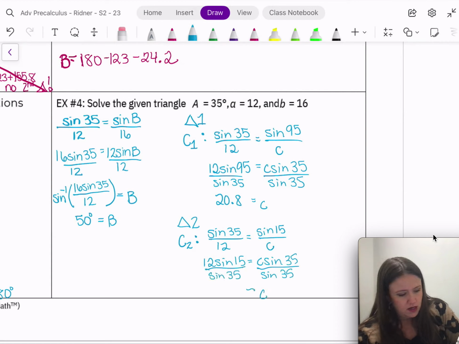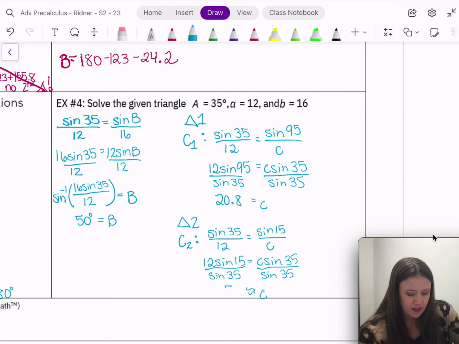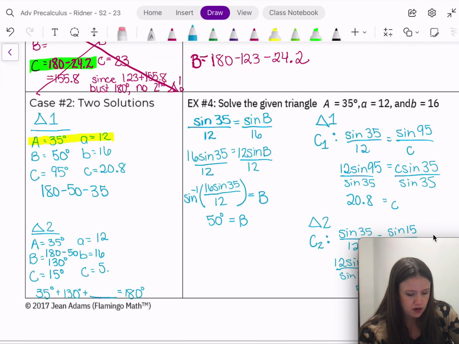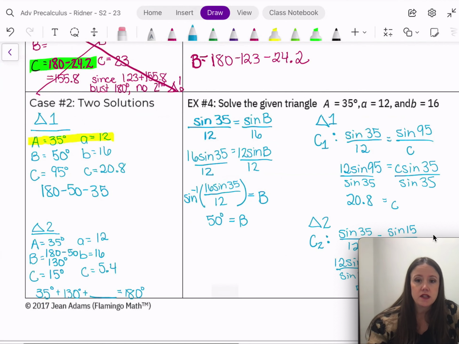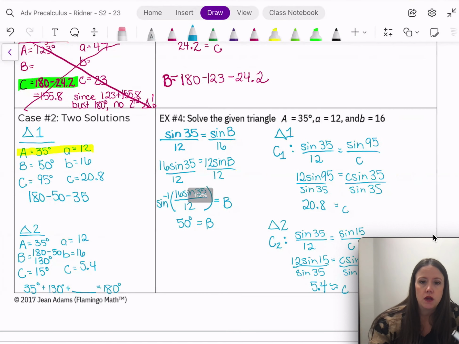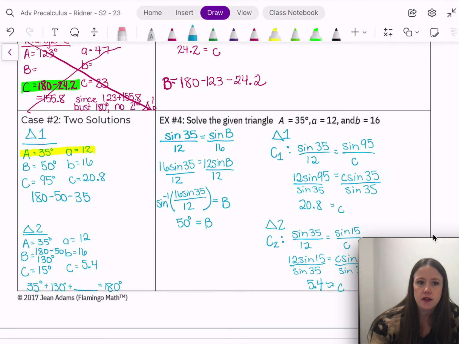So c is approximately 5.4. I have now successfully solved for both triangles, and they both work. Either one of these is possible if I have given the angle is 35 degrees and little a and little b are 12 and 16.